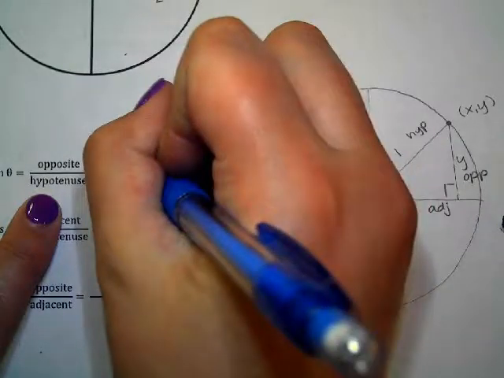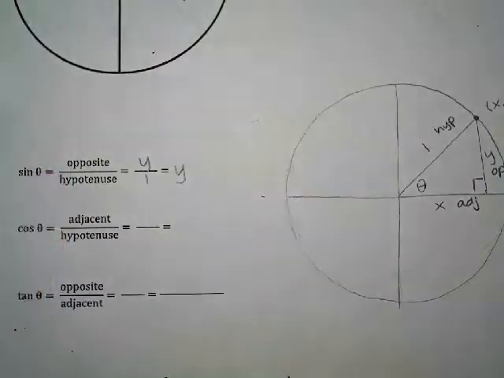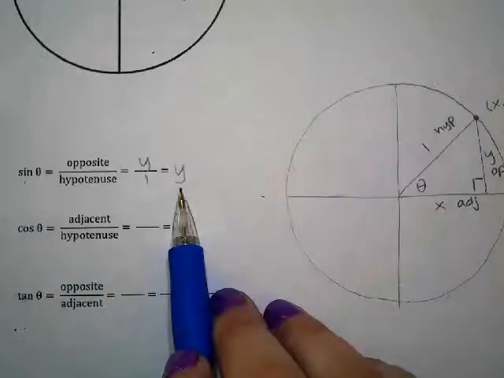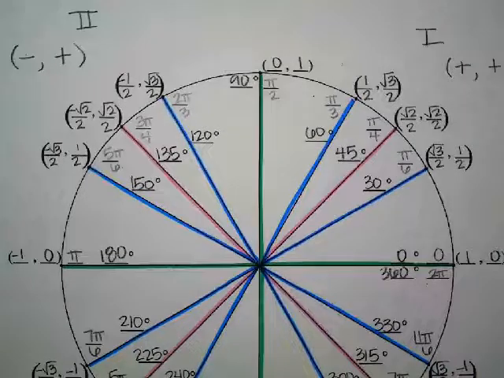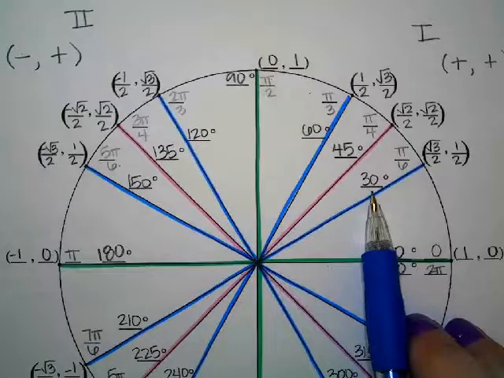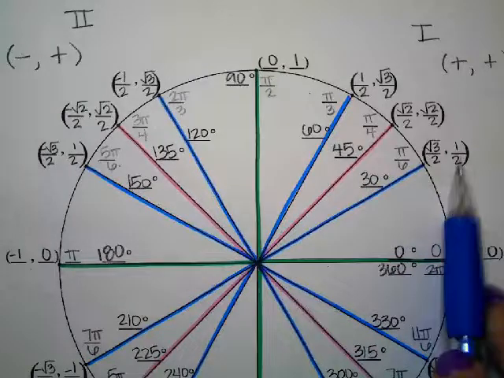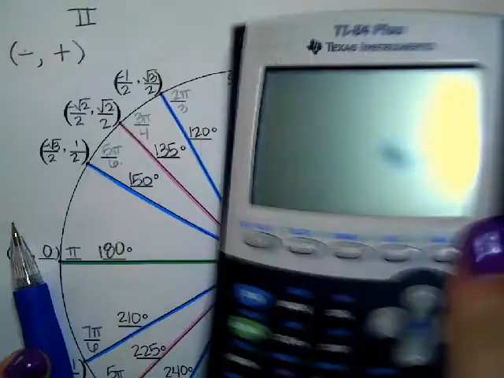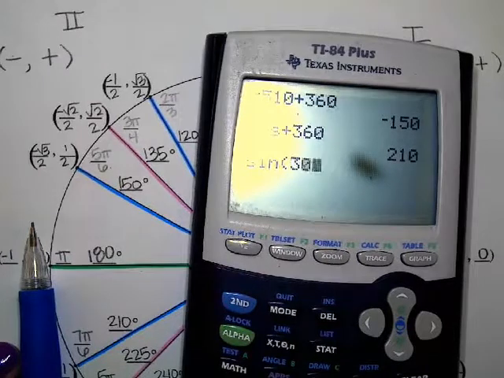So on the unit circle, sine of the angle is just the y-coordinate. So if I didn't have a calculator handy, sine of 30 degrees is 1/2. Sine of pi/6 radians is 1/2. I'll prove it to you. Let me see what my calculator's in. My calculator's in degrees, so sine of 30 degrees is 1/2. That's how the unit circle works, okay?